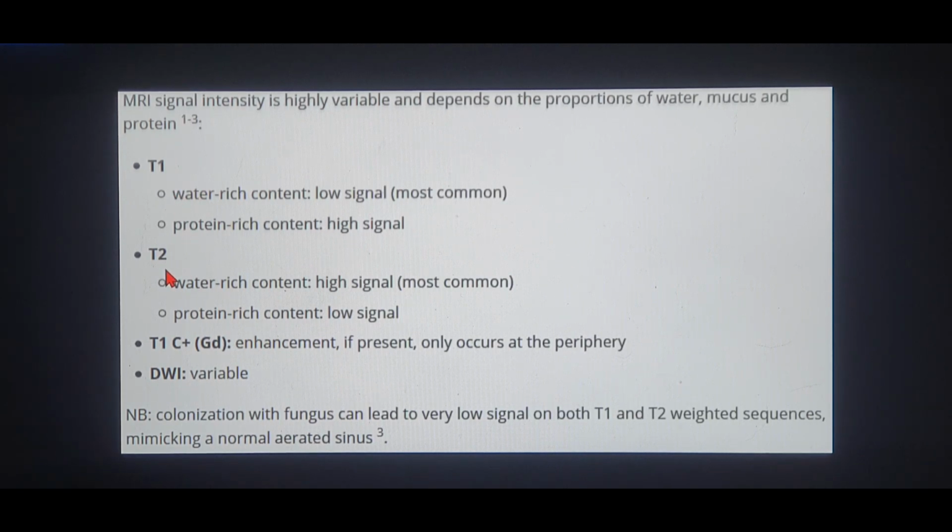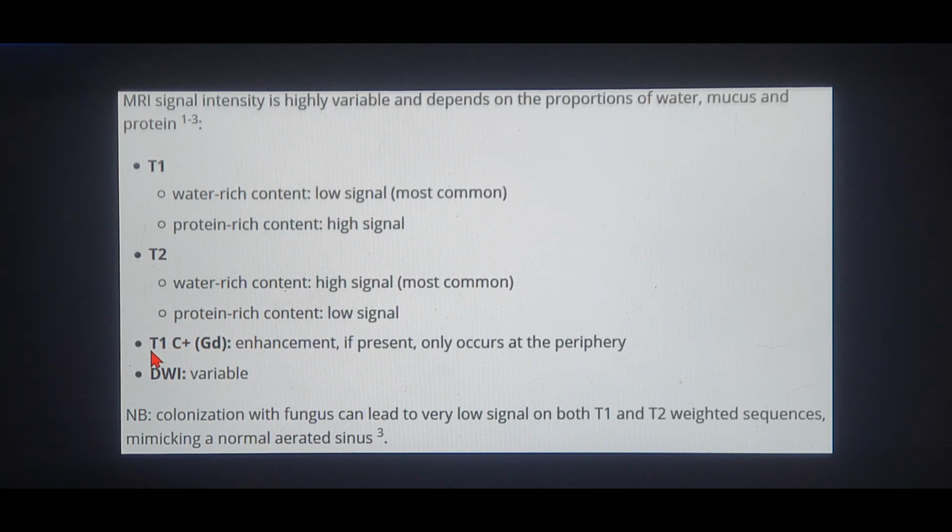But if it is T2, as we all know, CSF or any clear fluid will be hyperintense or bright white on the T2 image as shown over here, high signal. But if it is protein rich content, in case of fungal sinusitis, mucin, allergic fungal, it will always be shown as low signal on T2. This is really important, really important. You need to understand this basic concept in case of MRIs.